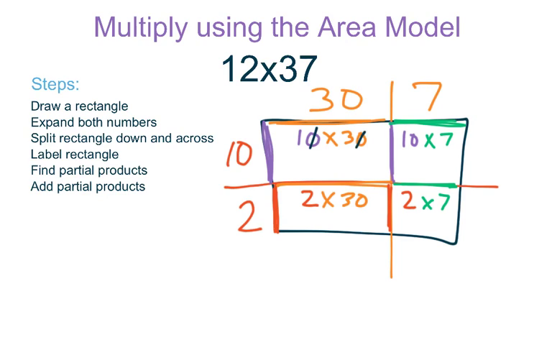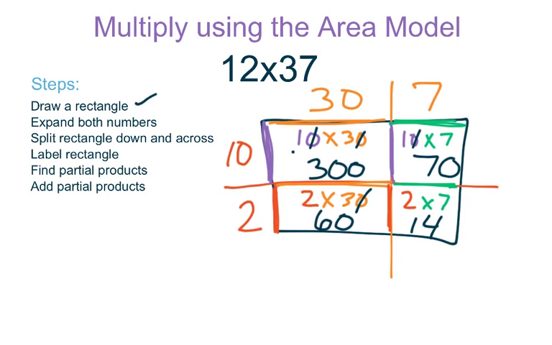So I'm going to cross out my 2 zeros, place them down below. 1 times 3 is 3. I'm going to go next door, so I'm going to cross that 0 out, place it down below. 1 times 7 is 7. I'm going to go down, cross this 0 out, place it down below. 2 times 3 is 6, and then 2 times 7 is 14.